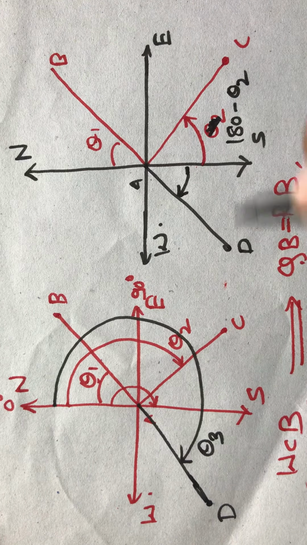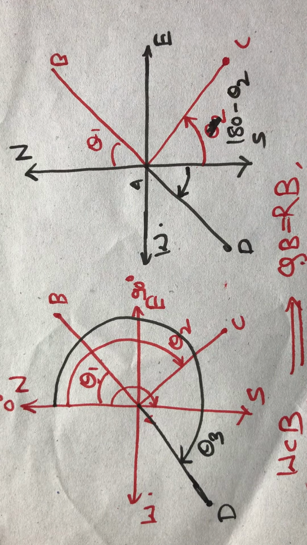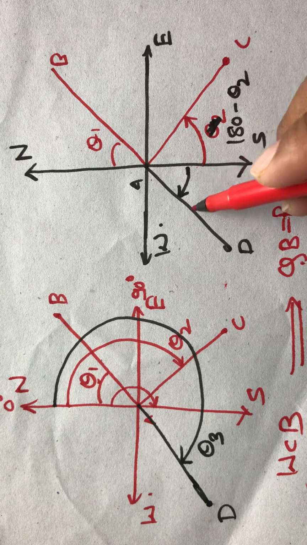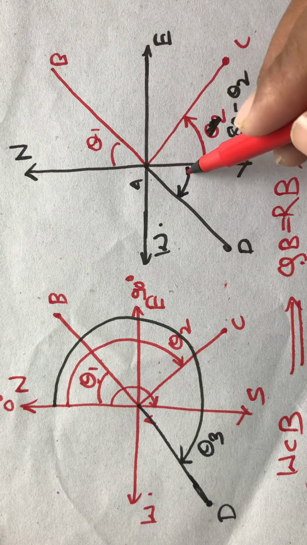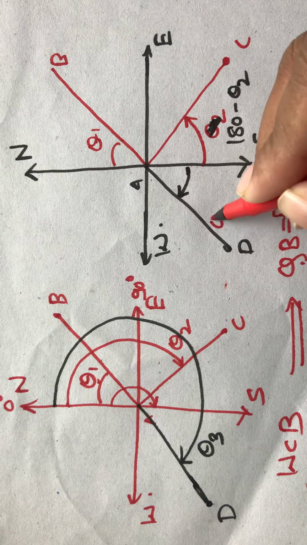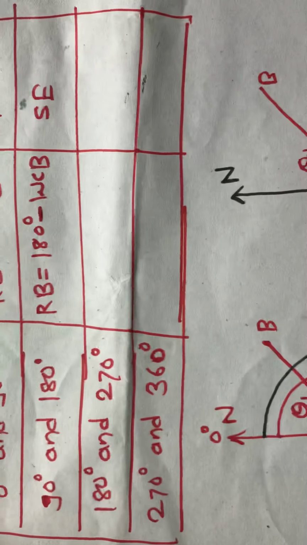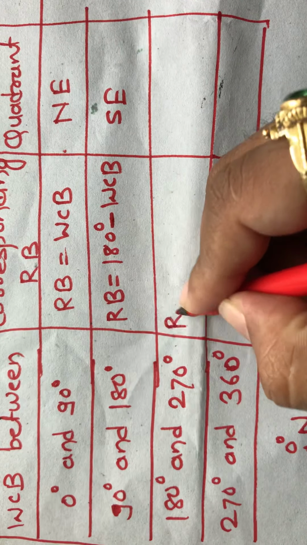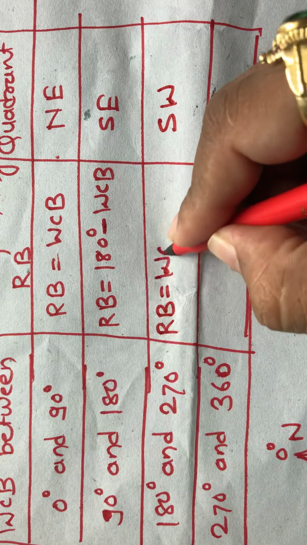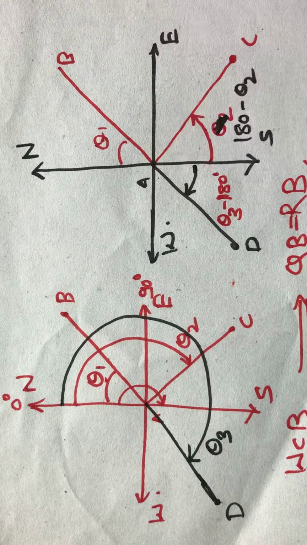Now this angle, how much will it be? It is theta 3 minus 180 degree, correct? Theta 3 minus 180 degree. So what I can write here is that the reduced bearing in the third quadrant, which is the southwest, is the whole circle bearing minus 180 degree. Now the last one.